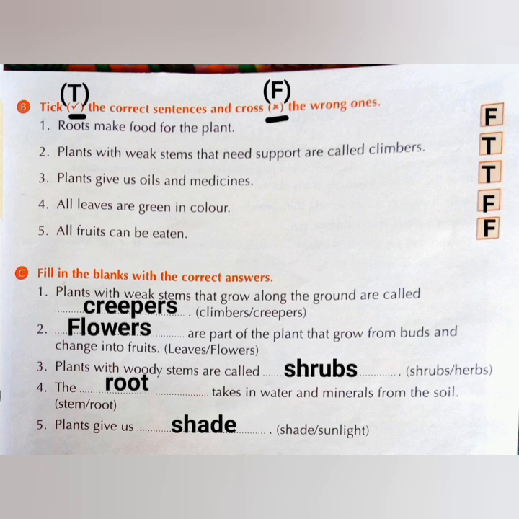Fifth part, plants give us dash, shade or sunlight. Plants give us shade, because we get sunlight from the sun. Students, now we have solved book exercises of this chapter, so you all have to learn them. Also try to answer the questions mentioned in the D part.